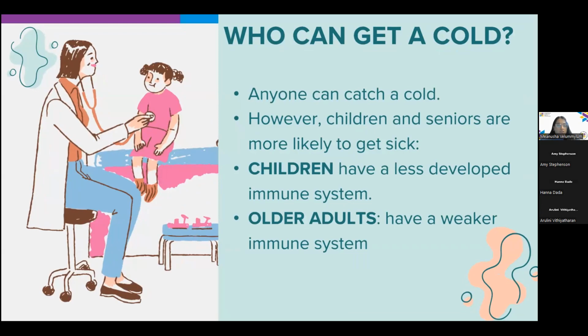Who can get a cold? Anyone can catch a cold, but there are a few individuals who are more likely to get sick, also known as high-risk populations. For example, children have a less developed immune system than many of us adults do, so they are at increased risk, as well as older adults who have a weaker immune system. Another population that falls under here is those who are immunocompromised. Those who have a weaker immune system would also fall into this category.